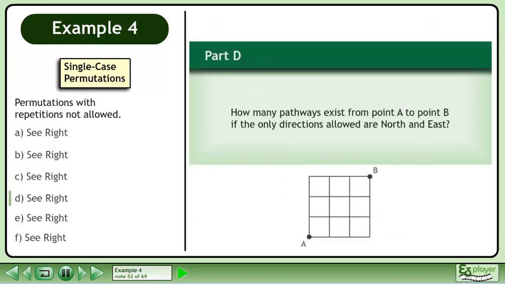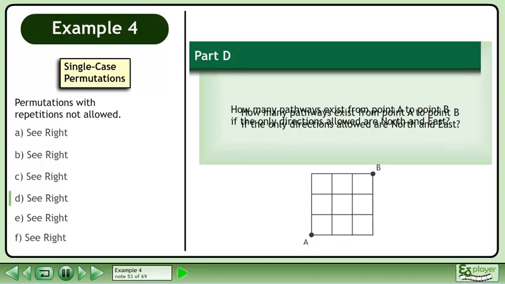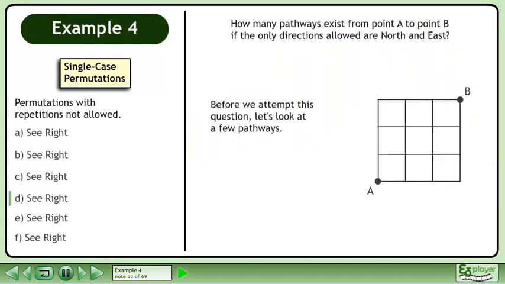Now we'll move on to part D. How many pathways exist from point A to point B if the only directions allowed are north and east? Before we attempt this question, let's look at a few pathways. One possible pathway is north, east, east, north, north, east. Another possible pathway is east, east, north, east, north, north.